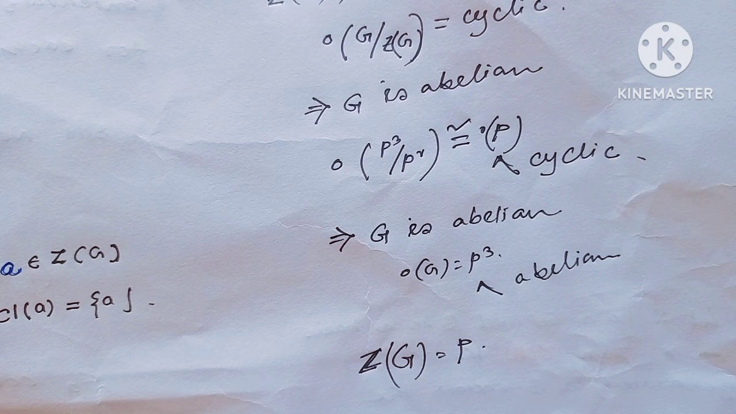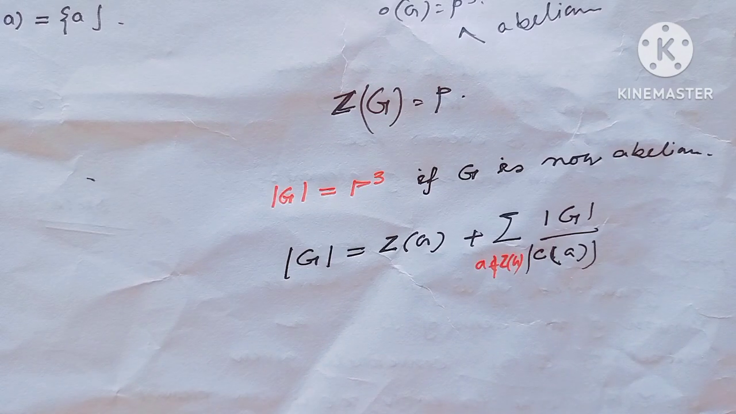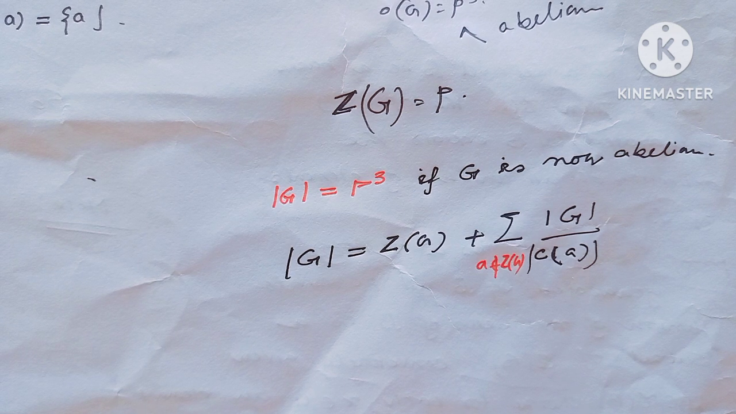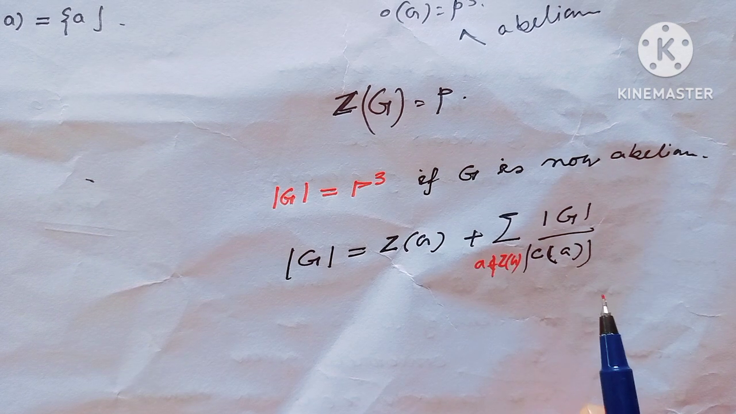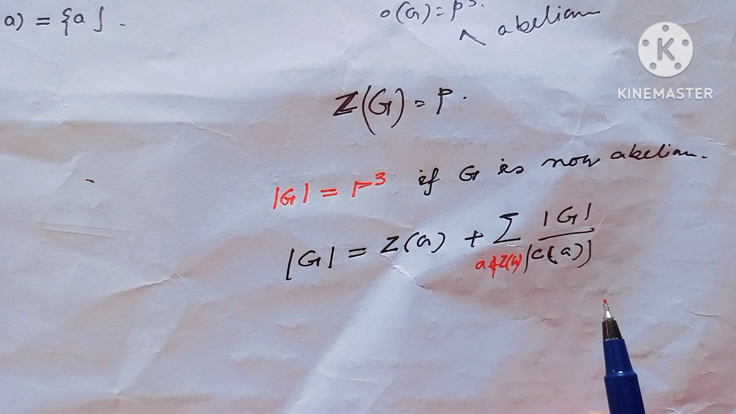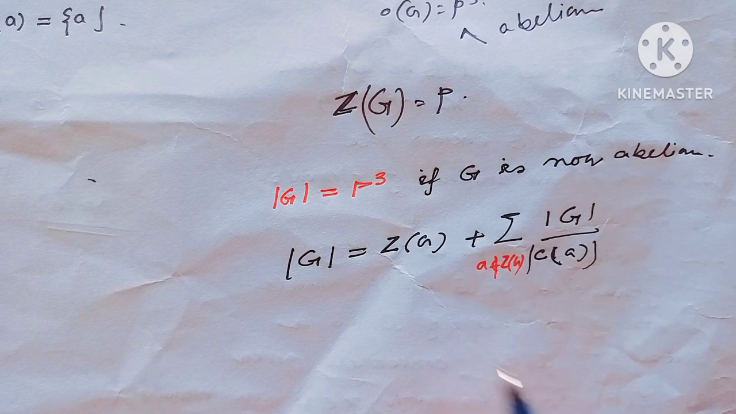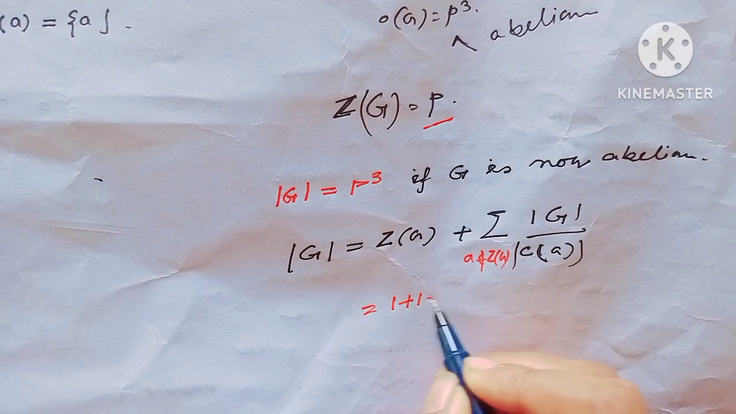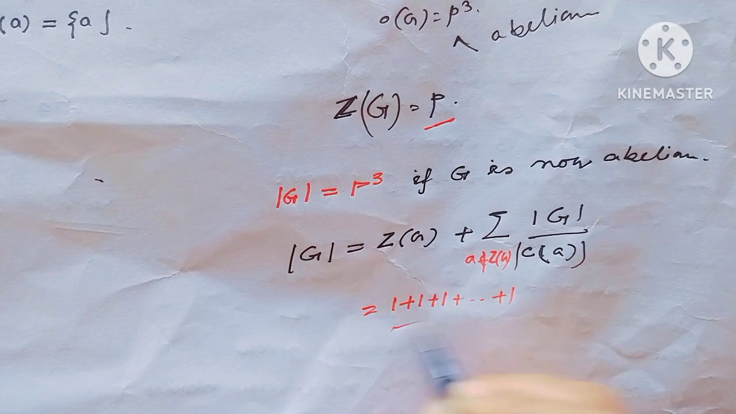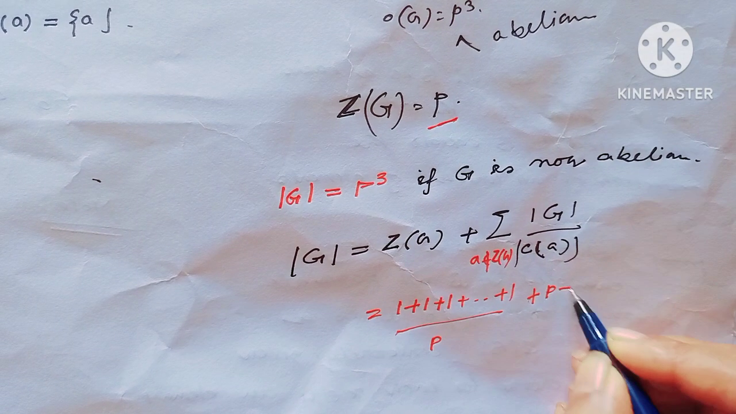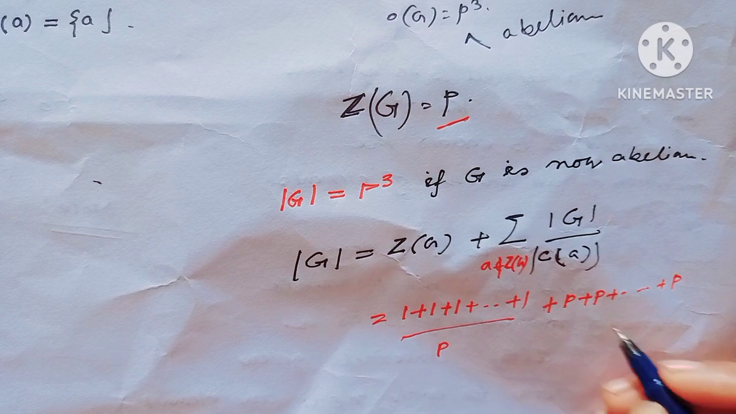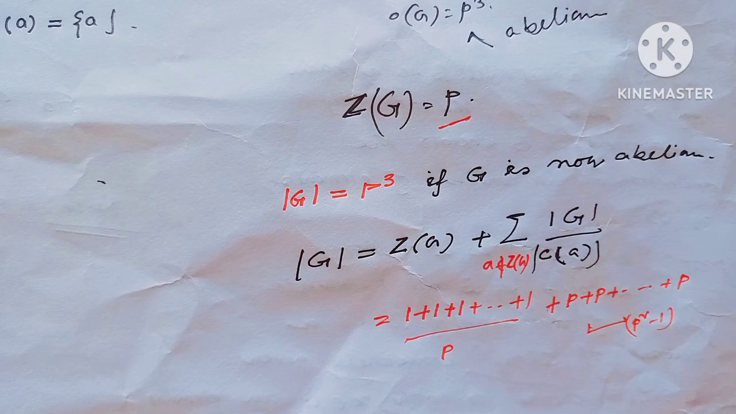That means the class equation, when the order of G equals p cubed and G is non-abelian, would be: order of G equals Z(G) plus the sum, over A not belonging to Z(G), of order of G divided by the centralizer of A. And since I have got Z(G) equal to p, this is 1 plus 1 plus ... plus 1, p times, plus p plus ... plus p, which would be p squared minus 1 times.